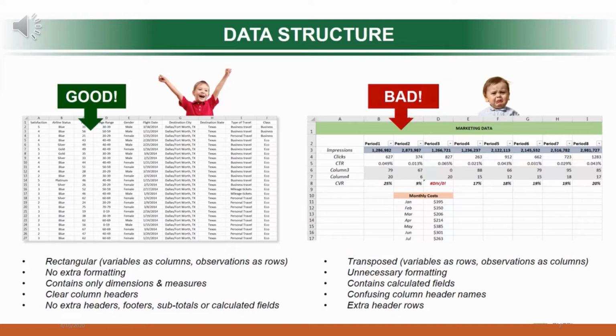The column headers are only one row, and they are clear. Flight date, destination city, destination state, type of travel. No fringe, no fuzzy, no funny things. No extra headers, no footers, no subtitles, and no calculated fields. Calculated fields, we leave them for the pivot table to work on.